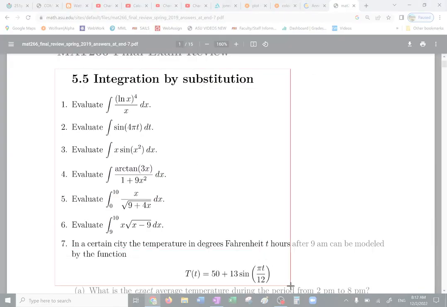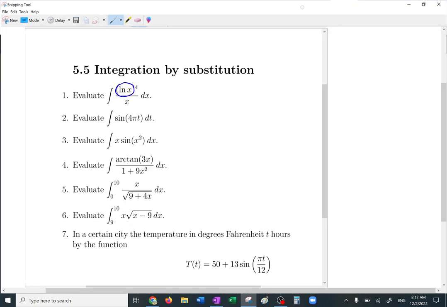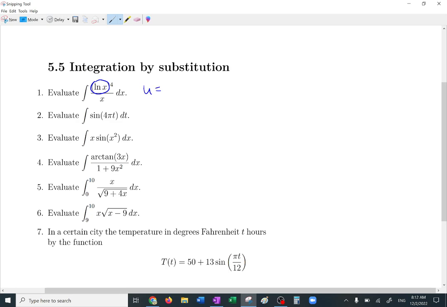You have to be good at just identifying what your u should be. So for the first one we just did, u was ln x, because then du is 1 over x dx, and it was there. The second one is integral of sine of 4 pi t. What is your u? 4 pi t. Du then is 4 pi dt.